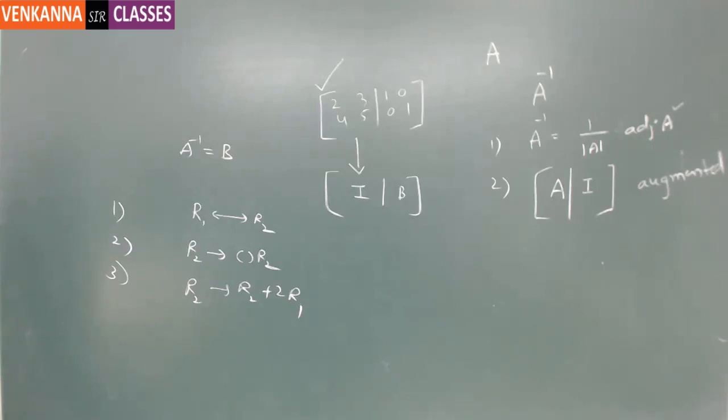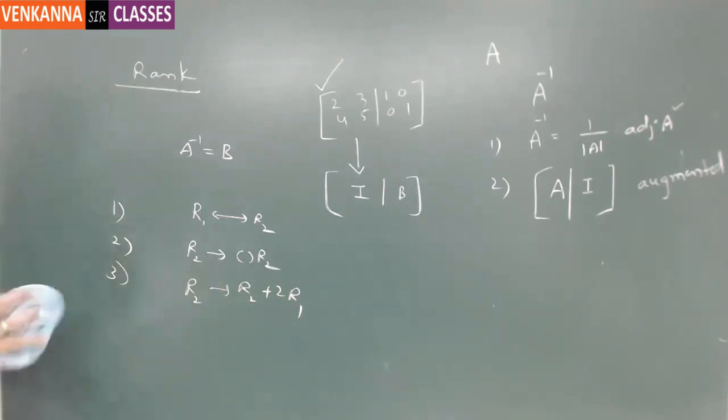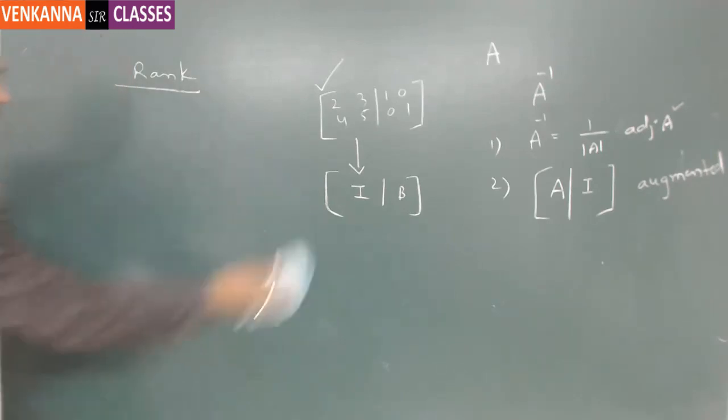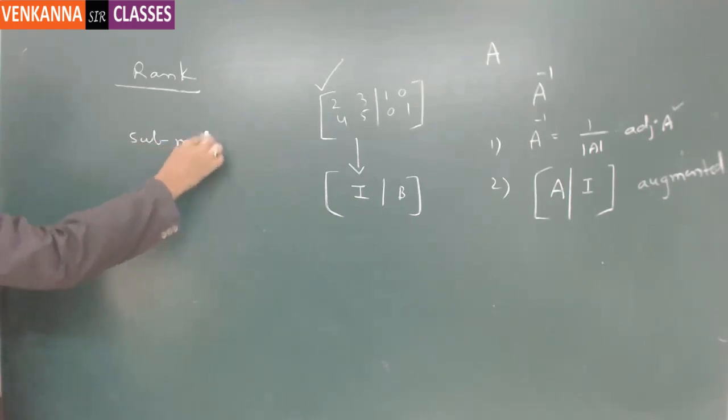Right. Then we enter into the part that is rank of a matrix. So rank usually is a number, a positive integer. It will be calculated for a rectangular matrix, as well as a square matrix. So for this, you should know two technical words, that is submatrix and minor.